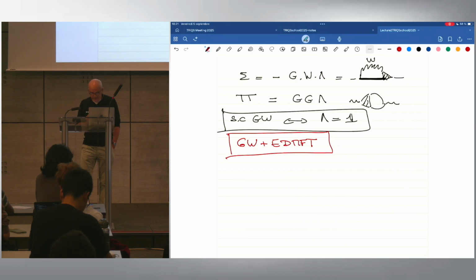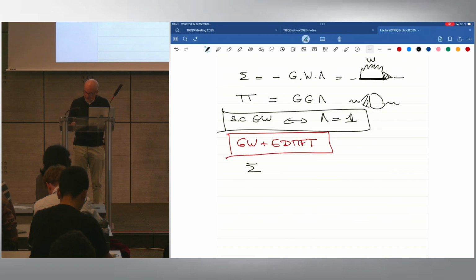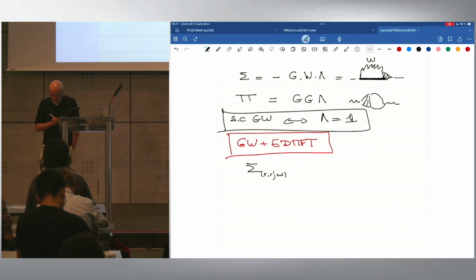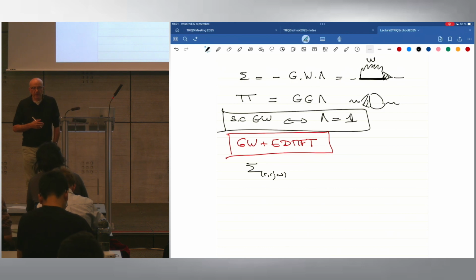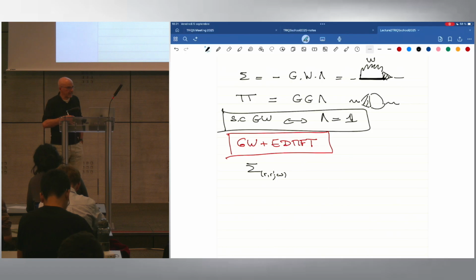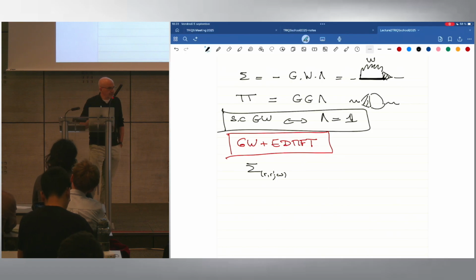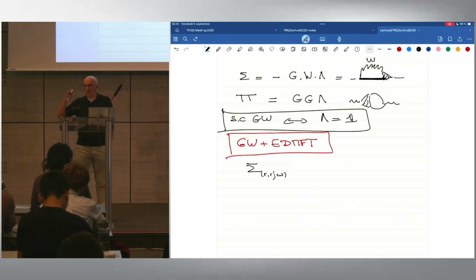And we're going to say that to compute sigma, the self-energy of the system, which again is a function of R prime omega, we are going to use the GW approximation for states which are not in the correlated embedded subspace, and use the quantum impurity model for states that are within that correlated subspace.